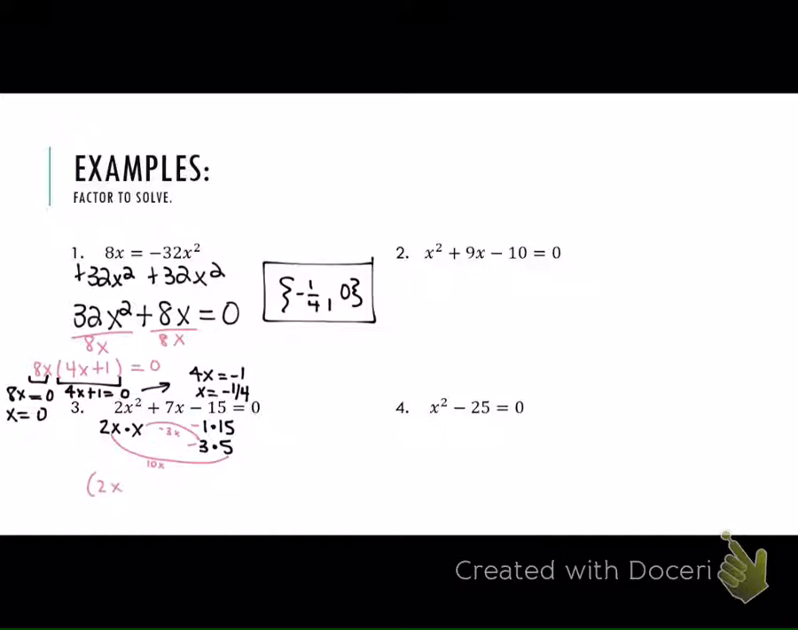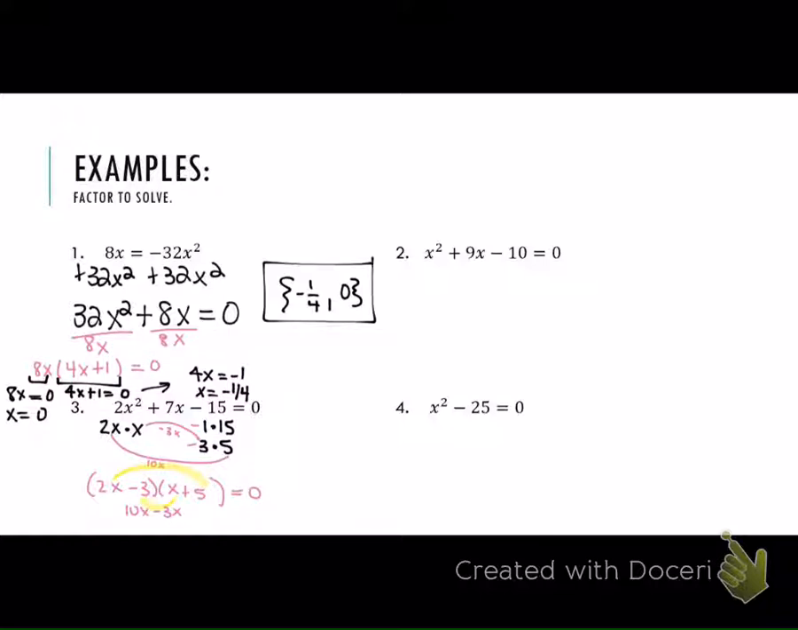So we do our 2x and x. 2x needs to multiply with the 5, which is positive, and x needs to multiply with a negative 3. So if we distribute this, this is 10x minus 3x, which is our 7x. So we get 0 here. There was no GCF to start, so we're good here.